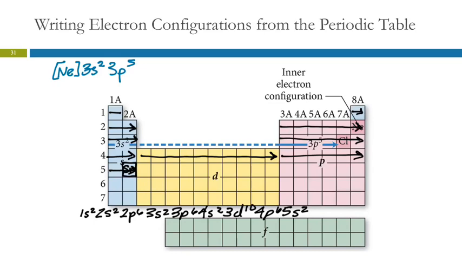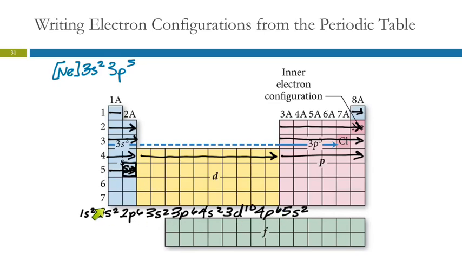So that's an example of writing a full electron configuration from the periodic table. Any questions? Yes? When we do the shorthand of all the gases, so are we only picking gases? It has to be a noble gas when you do the shorthand, yeah.